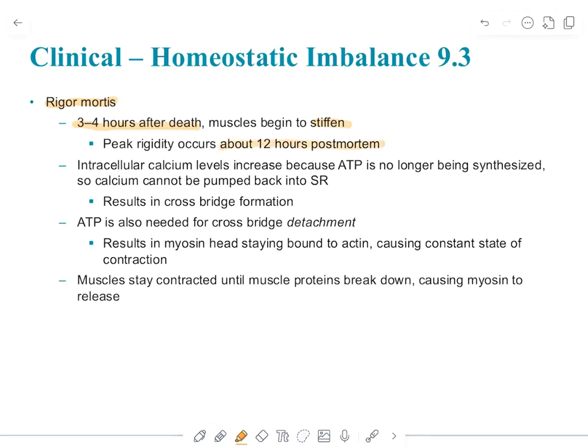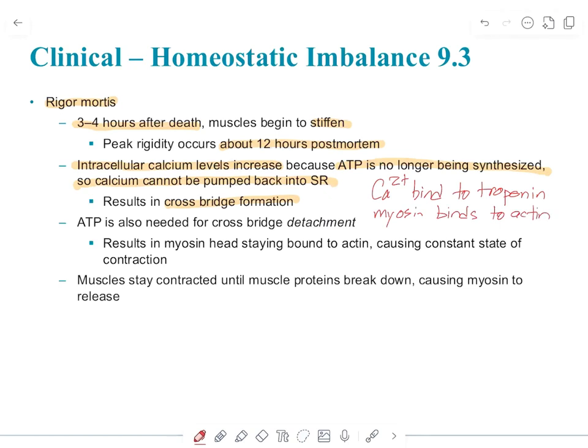And what happens at the point of death is all the intracellular calcium levels increase because there's no longer ATP present. So the calcium cannot be returned back into the sarcoplasmic reticulum. Because all that calcium is released, all that calcium is automatically going to bind to troponin. And since it does do that, it results in cross bridge formation where the myosin binds to the actin. So that's what's responsible for this state of rigor that happens at the point of death.